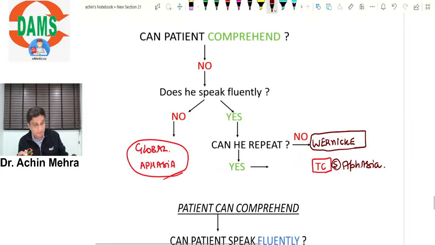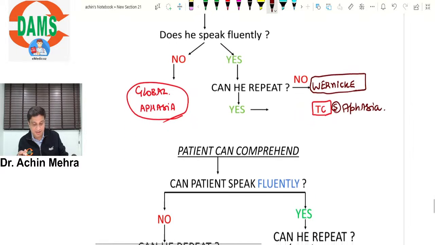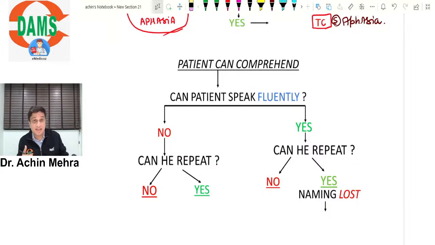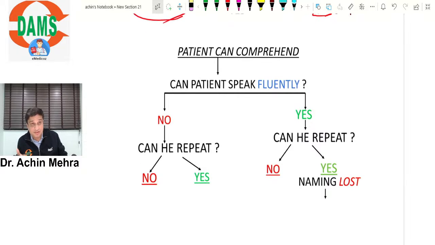Can the patient comprehend? Now I'll go to the next one. Can he speak fluently? Can he repeat? Now the patient can comprehend. That's the important thing here. His Wernicke's area is perfectly okay and fine. Now we're looking for his fluency of the speech. His fluency is bad. Now I'm going to look at this. Can he repeat or no? If he cannot repeat, it's a case of Broca's aphasia.